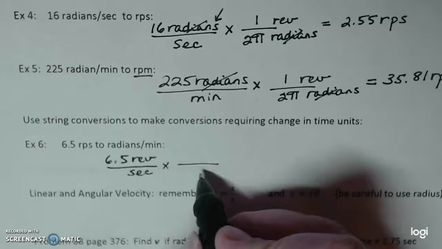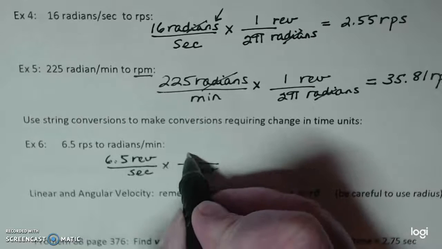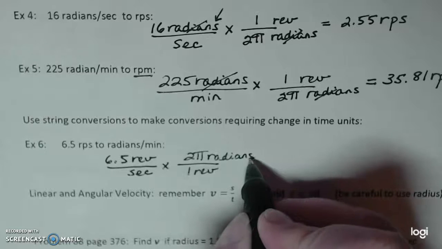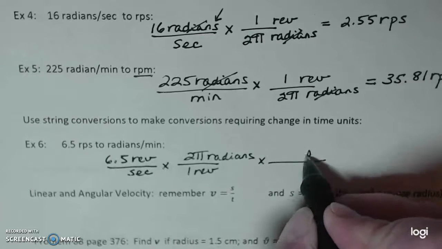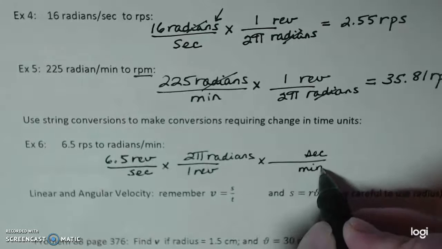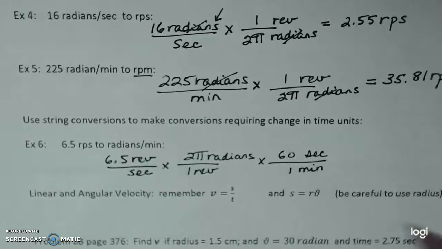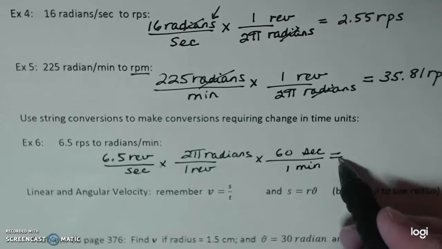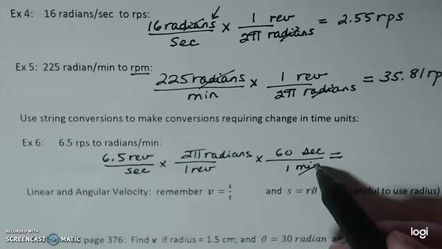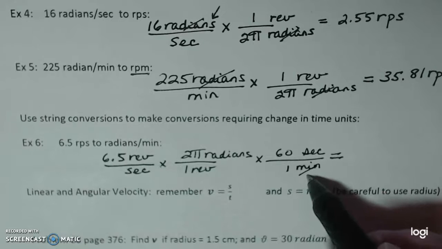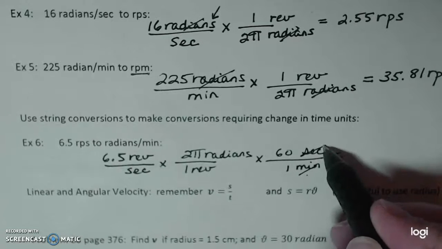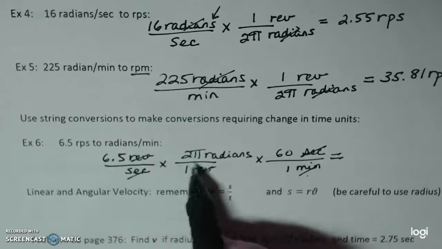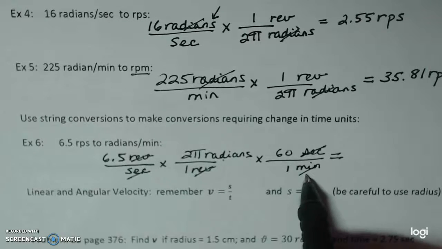We want to get rid of revs. We know that's 2 pi radians. And we also want to get rid of seconds and convert to minutes. And we know there's 60 seconds in 1 minute. Let's make sure that my units cancel properly. I'm going to be left with minutes. Seconds cancels with seconds. Rev cancels with revs. And I'm going to be left with radians per minute.